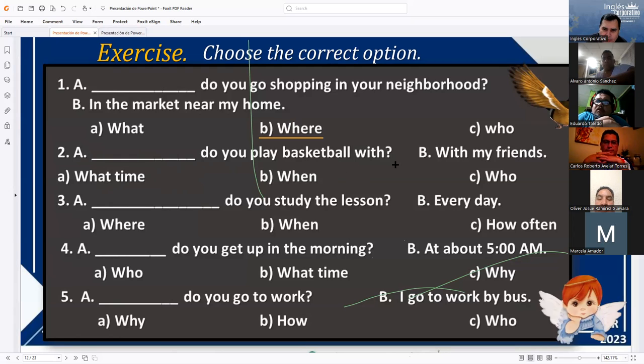Do you play basketball with? With my friends. Who do you play basketball with? With my friends. Three, do you study the lesson? Every day. How often? How often do you study the lesson?